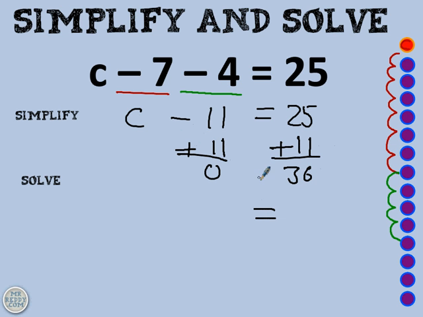So what have we got? We've got an equal sign. We've got 36 on this side, and over here we've still got C. There it is. C equals 36 is the solution. Double check by substituting 36 back in. 36 take away 7 is 29, take away 4 is 25. Bingo, done.